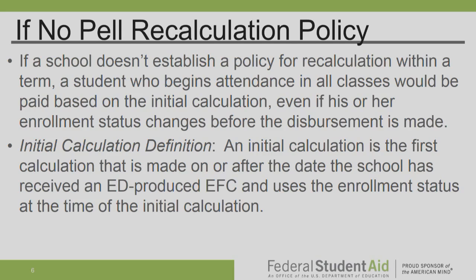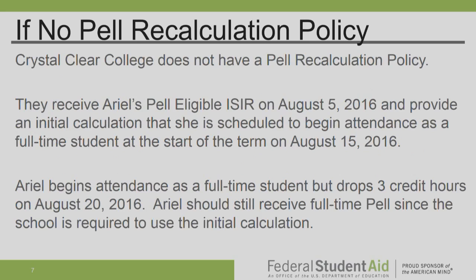So what does that look like? Well, let's go to Crystal Clear College and use them as an example, along with some of their students. They do not have a Pell recalculation policy. Here we have Ariel, who is a student at their school. They receive her Pell-eligible ISIR on August 5th of 2016. At that time, or it could be just a couple of days afterwards, when they do that initial calculation, they notice that she is scheduled to begin attendance as a full-time student at the start of the term on August 15th, okay?